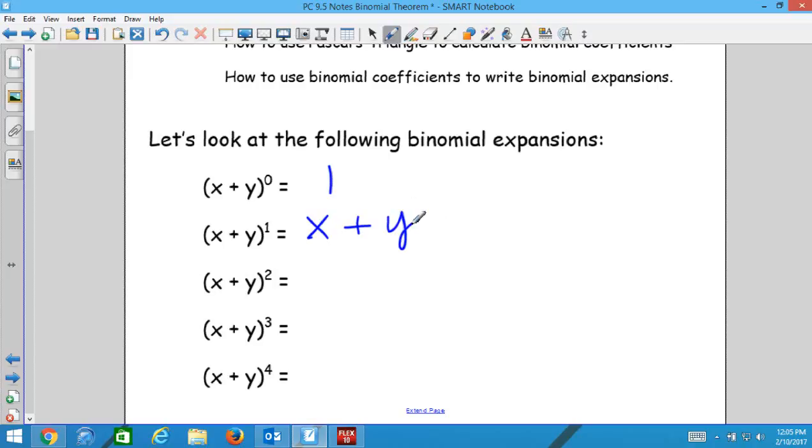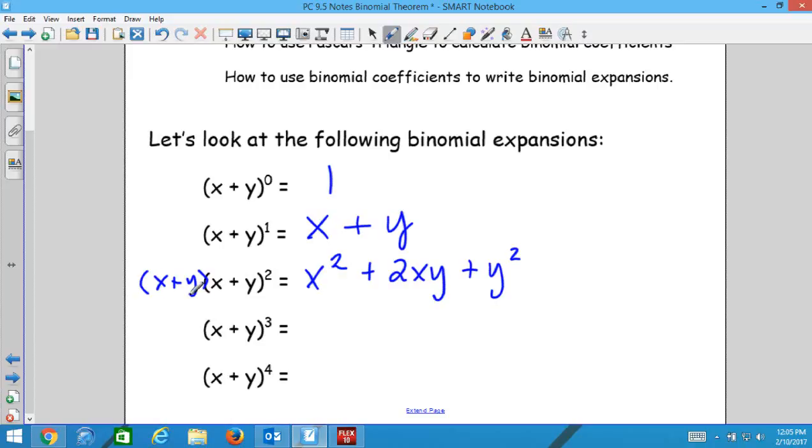(x + y) to the second? x squared plus 2xy plus y squared. How are we getting that middle term, for those of us that don't remember how to do this? You have to write it like the other one, and you have to do FOIL, and then you combine your middle terms, and you get 2xy.